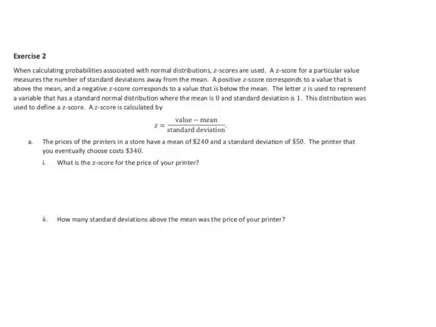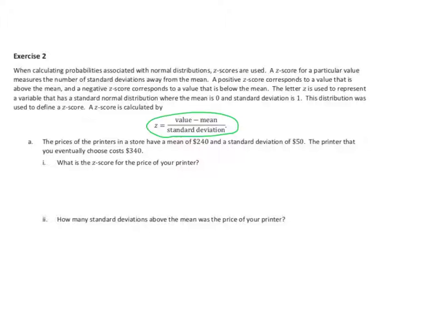The letter z is used to represent a variable that has a standard normal distribution where the mean is 0 and the standard deviation is 1. This distribution was used to define a z-score. A z-score is calculated by, given right here.